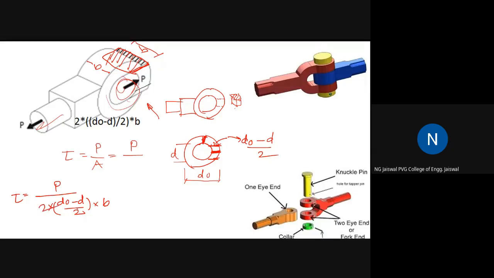So the 2 can get cancelled. Remaining is tau equal to P upon (DO minus D) into B. This becomes my equation of direct shear stress in the fork, sorry, in the single eye.